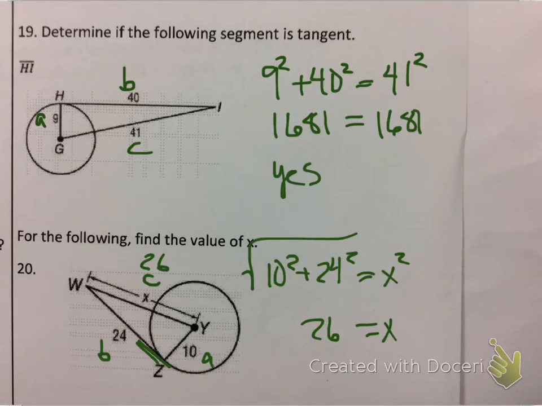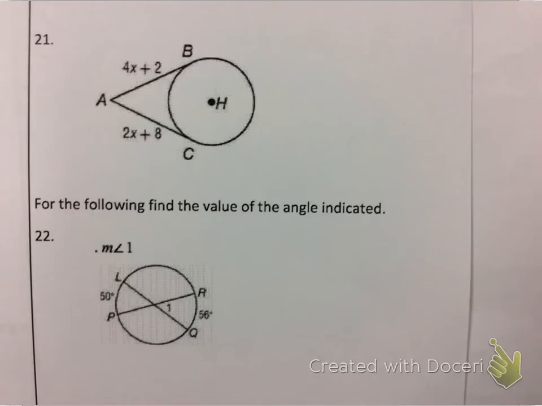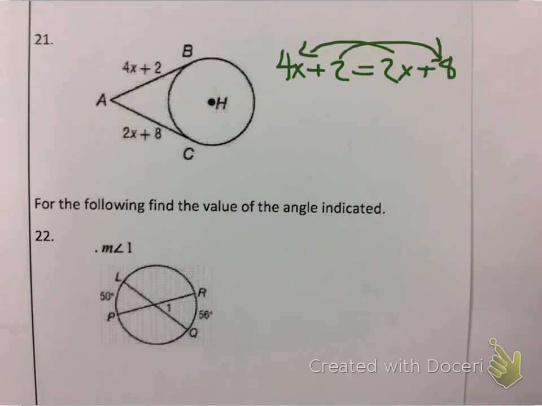Nothing super difficult there. All right, number 21, again, notice that those are two lines that are tangent to the same point. So that means they should be equal. You can do your numerical solve if you don't remember that. Variables to the left, numbers to the right, and then you can divide.